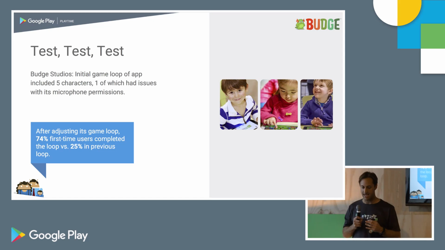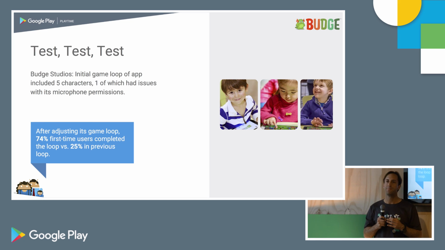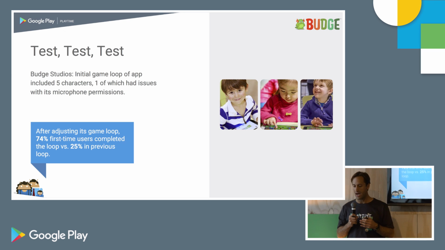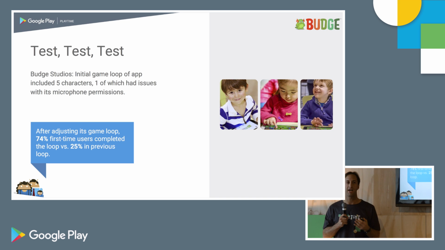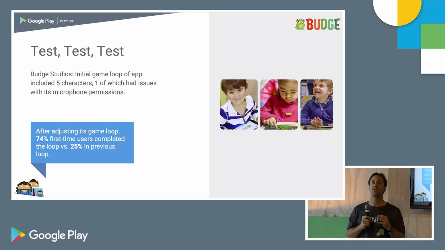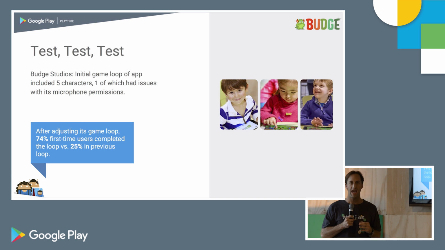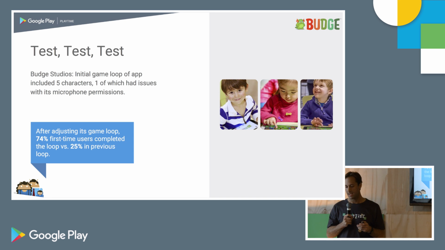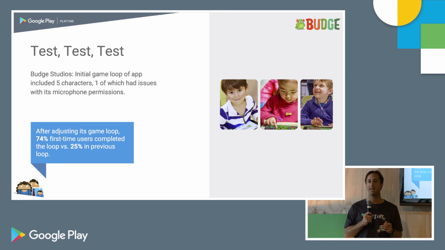And test. Like we were saying, you've got to keep testing. Budge Studios, through their rigorous testing, was able to find that an initial game loop included 5 characters, one of which had issues with its microphone permissions. So after adjusting this permission and fixing it, they saw an increase to 74% of first-time users in this loop compared to 25% in the previous loop.